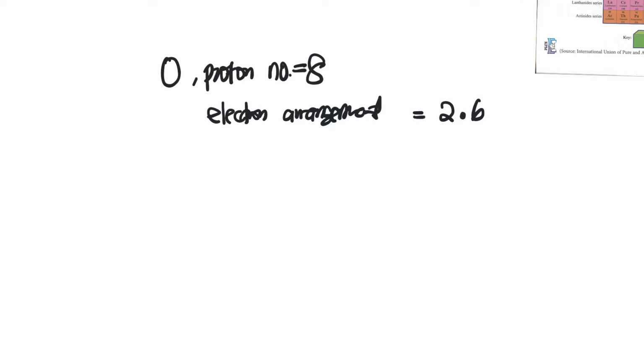Why is it like that? Because remember, the first shell can only occupy 2 electrons. The second shell can occupy until 8. But we do not need to write 8 here because 2 plus 6 is already equal to 8, and we only have 8 protons. So this is enough.